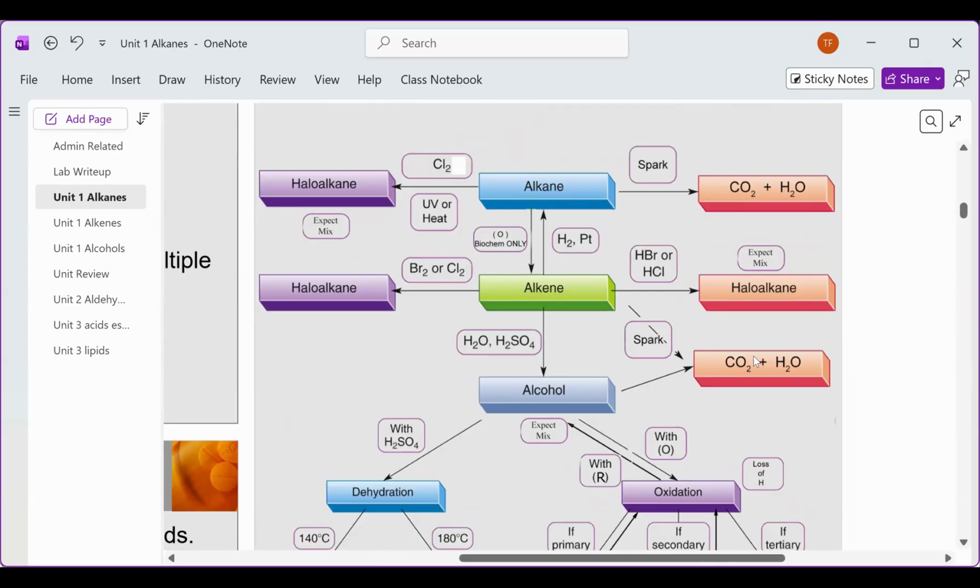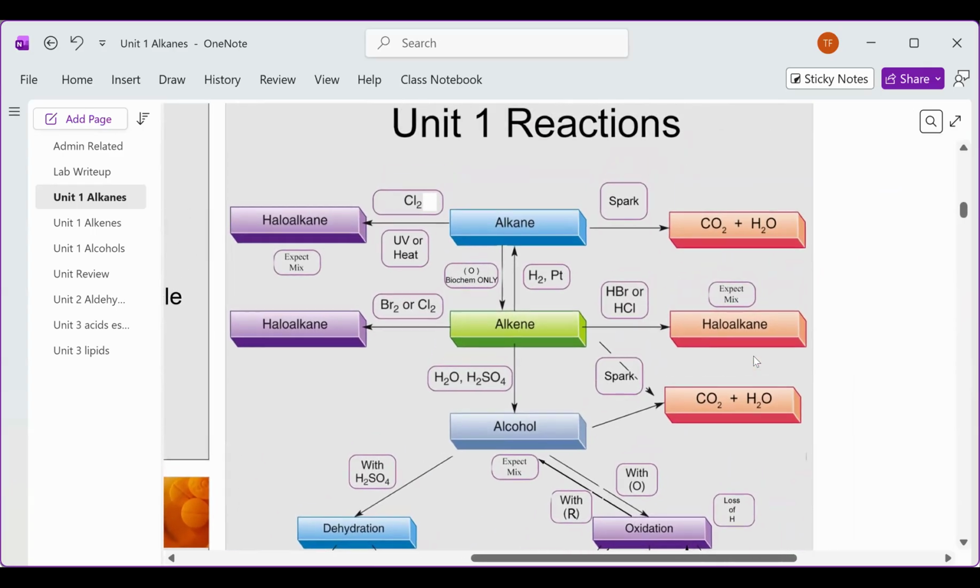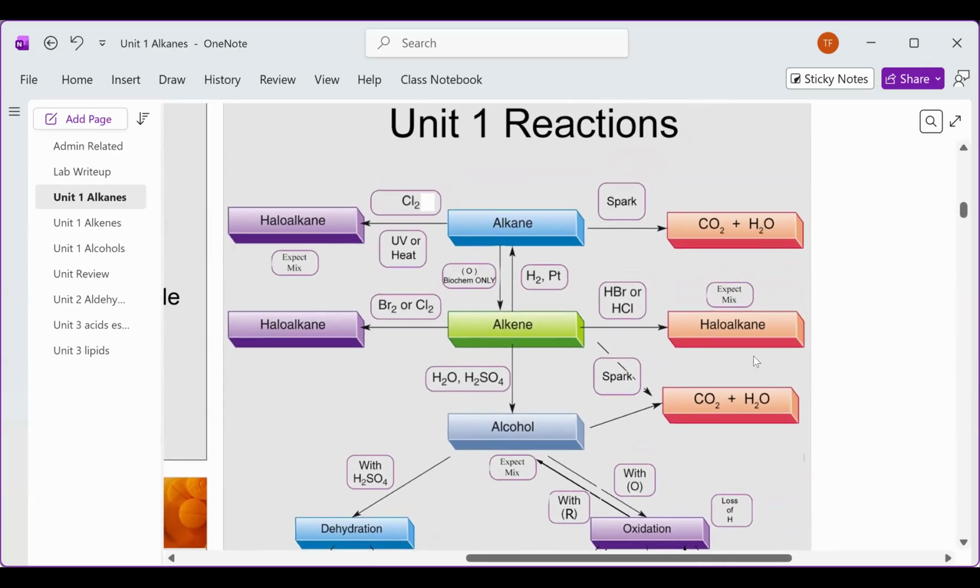Okay, so these are all the reactions of Unit 1. And by the way, I'm going to give you one of these for the test. You don't have to memorize it. You're going to use it a tremendous amount, though. Okay, for alkanes, that's what we're talking about right now. The reactions for alkanes are only three.